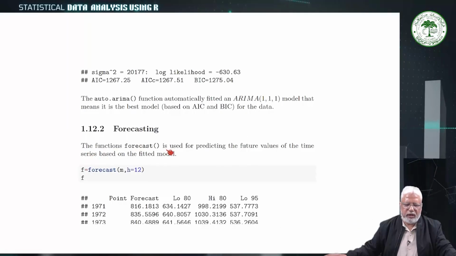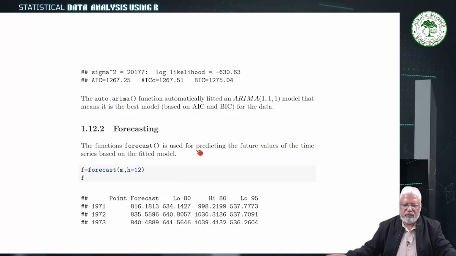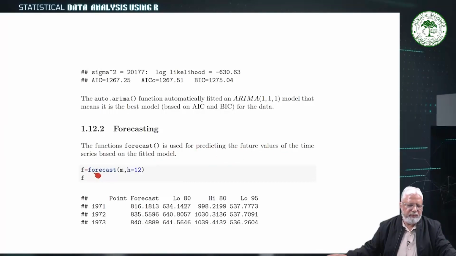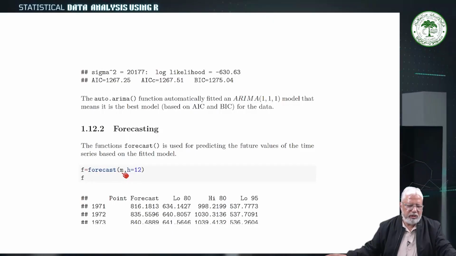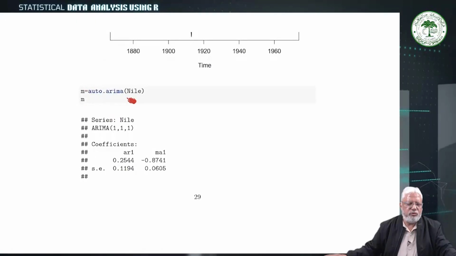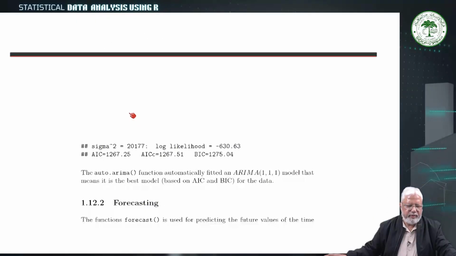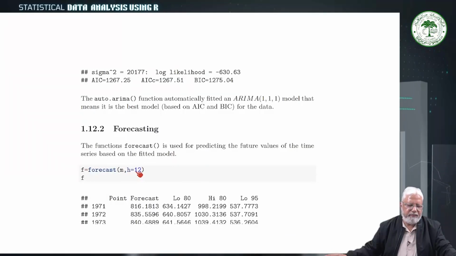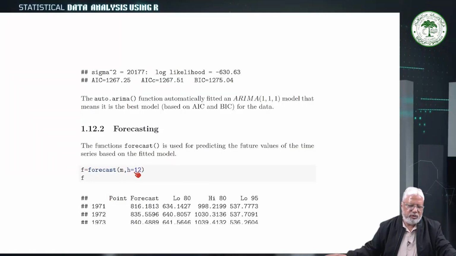The function forecast is used for predicting the future values. F is equal to forecast(M, h=12). M is the fitted object, M is equal to auto.arima(Nile). And here h stands for the span of forecasting.